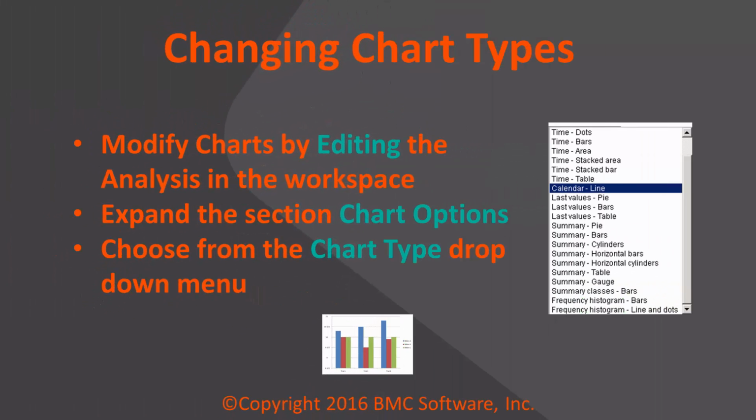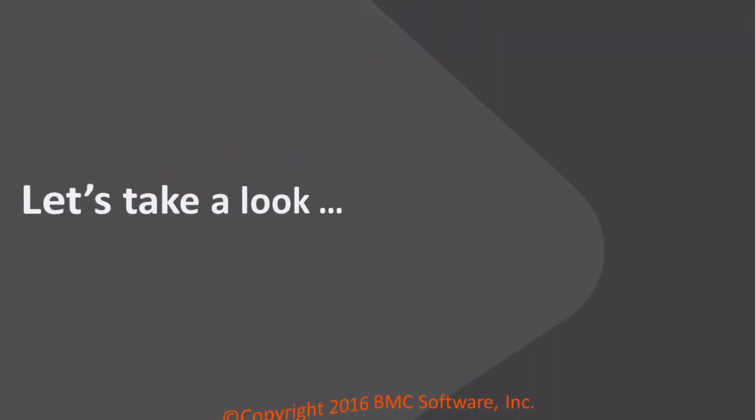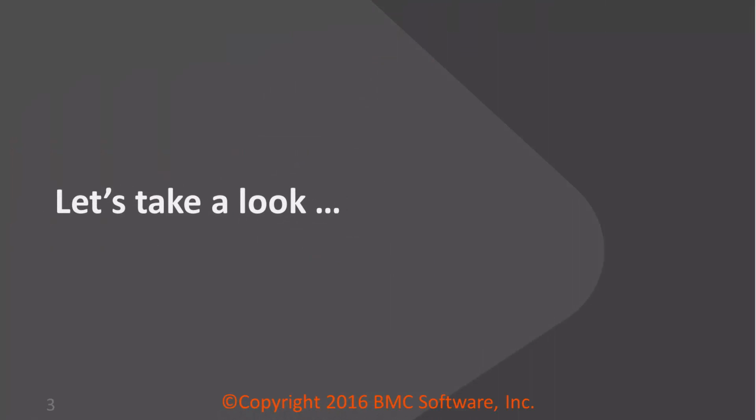You modify the charts by editing the analysis in the workspace, expanding the section Chart Options in the wizard, and then you choose from the chart type drop-down menu. So let's take a look at how we can accomplish this in BMC TrueSight Capacity Optimization.